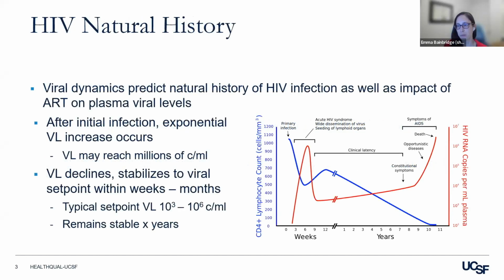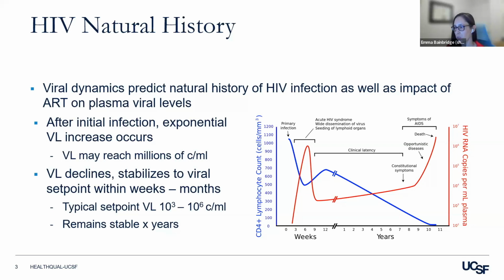So starting from the beginning, this may be a graphic that many of you are familiar with, but just to return to the basic biology of HIV a little bit, viral dynamics are important. They help us predict what HIV infection is going to do in the absence of ART, and they also help us predict what will happen when you start ART and how that will affect your plasma viral levels or your viral load. So looking at this graph on the right here, just to orient everyone, the blue is CD4 counts and the red is viral loads.